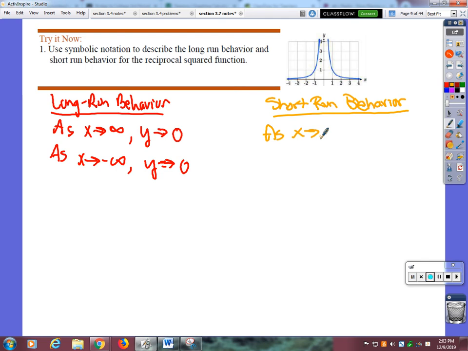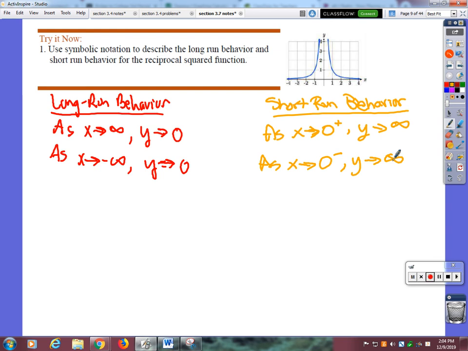So this is where we're going to do the positive or negative thing. I'm going to do the positive first. As x approaches 0 from the positive side, so that means when we start on the right-hand side of 0 and then follow the graph, what does the graph do? Goes to infinity. So as x approaches 0 from the positive side, y goes to infinity. And as x approaches 0 from the negative side, y also approaches infinity. So in this case, both of these are the same.